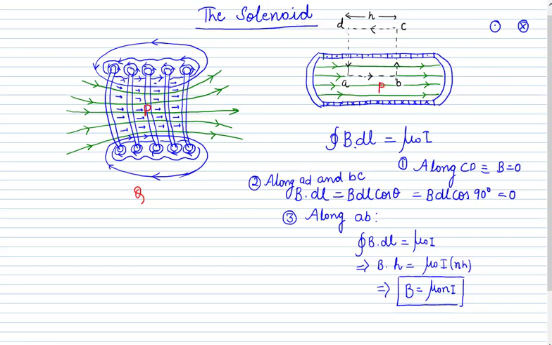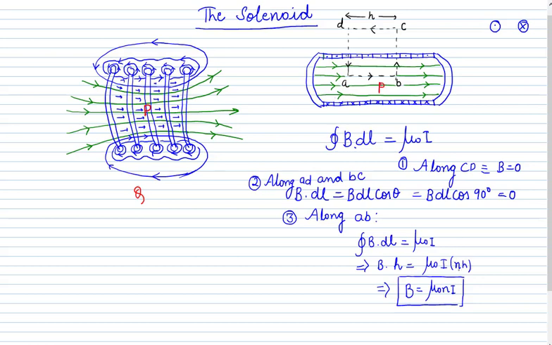So the only part remaining is along AB, in the interior of the solenoid. Here we simply use Ampere's circuital law, B dot dl is equal to mu naught I. The length of this dl is h, so we put B times h is equal to mu naught I. Now the current I is flowing through the turns, where n is the number of turns per unit length. So if this length is h, we multiply the number of turns per unit length with the length.